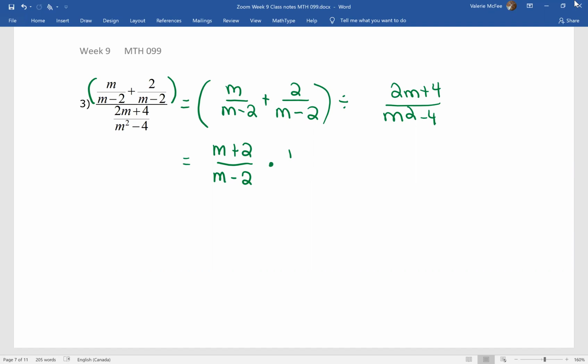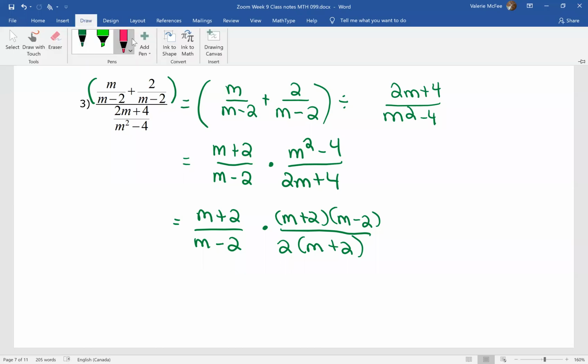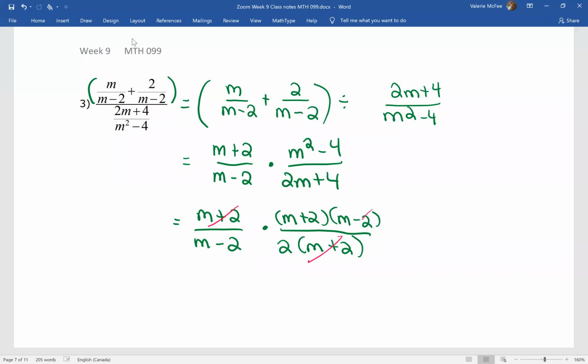So we can change this to multiplication by the reciprocal. And now, of course, before we multiply, we want to simplify. And we see there is some factoring that we can do. We have a difference of squares and a greatest common factor. And now we have factors that can be divided out, m plus 2 and m minus 2. So this simplifies to m plus 2 all over 2.